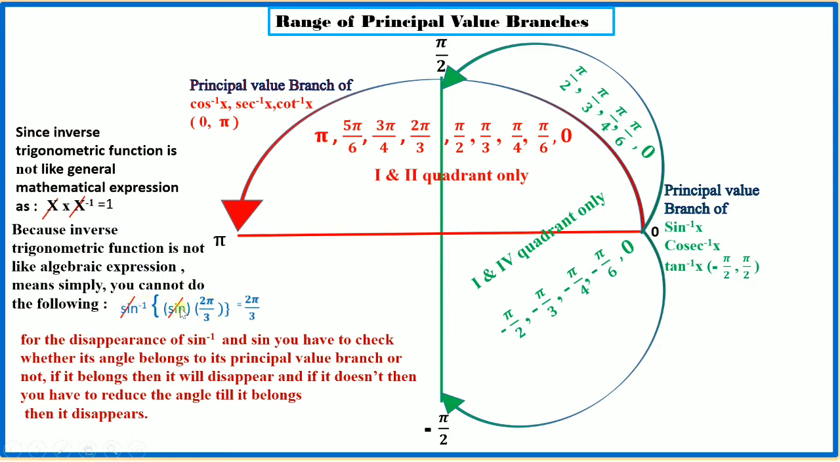No, before that you have to see this particular angle. In this case, 2 pi by 3 means pi by 3 is 60, 60 into 2 is 120 degrees. 120 degrees will fall into the second quadrant. So for sine inverse, you have to check what the principal branch of sine inverse x is, that is minus pi by 2 to plus pi by 2, that means first and fourth quadrant only.